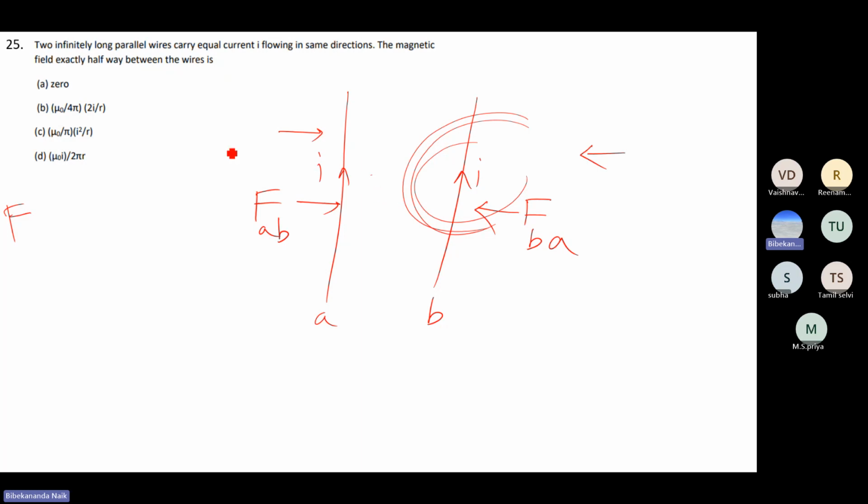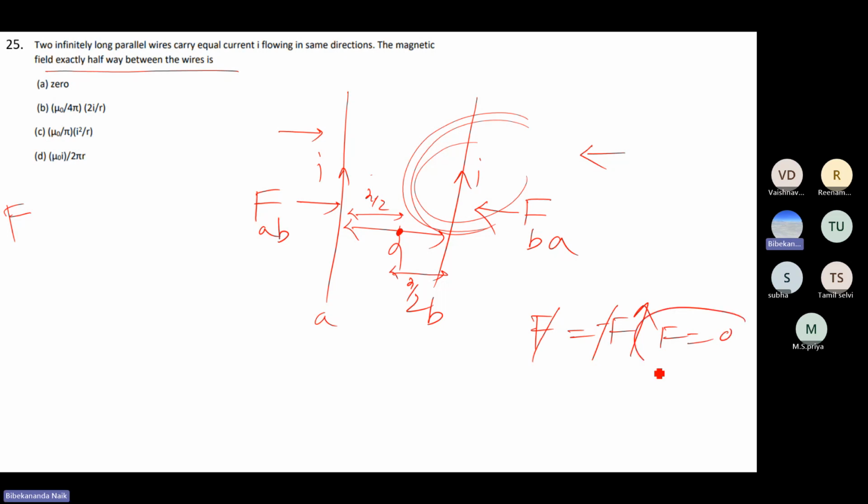When you calculate the force exactly halfway between the wires, suppose this is the distance D. If you measure here, the distance is D by 2, and the remaining distance here is D by 2. So the force will be exactly equal because this point is at the same distance from wire A and wire B. The forces will be equal and opposite to each other, so they will cancel out. So the net force will be 0.